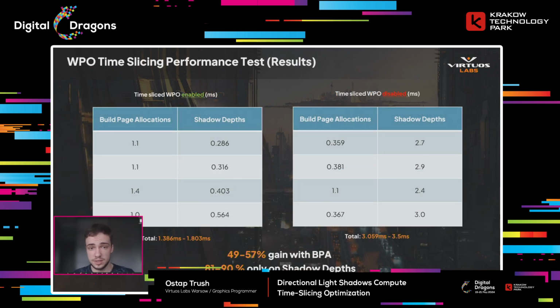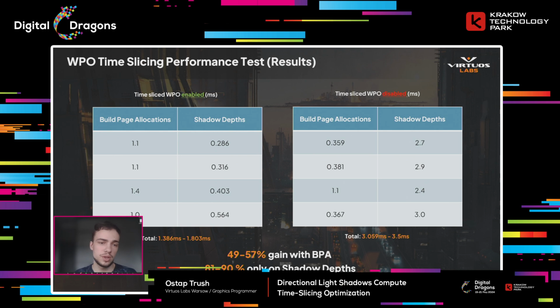And here are the results of the performance tests on that scene. As you can see, the world position offset is enabled to the left. And here we compare not only the shadow depth pass that the Unreal Engine has, as we did in the previous tests, but also the build page allocation pass, which essentially is Unreal's preparation for rendering shadows. As you can see on these results, if we account for build page allocations, we get 49 to 50% gain in shadow computations. And if we don't account for build page allocations, we get around 81 to 90% gain in computations on shadow depth only.